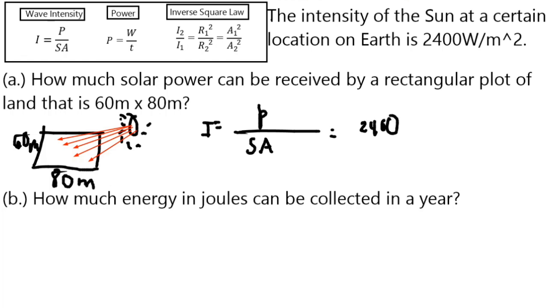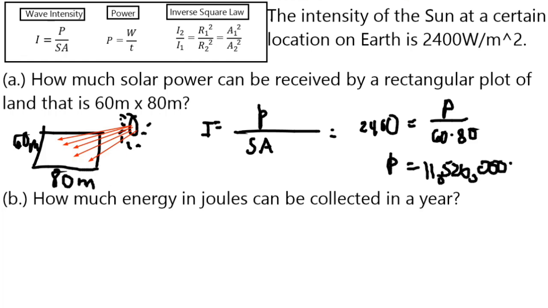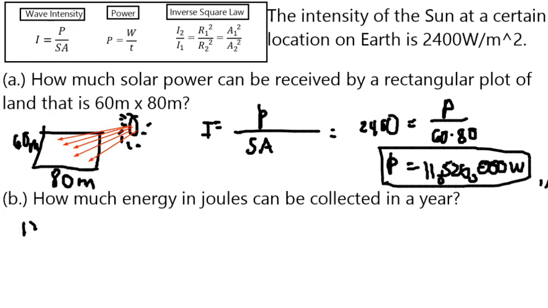So intensity is going to be 2400 watts per square meter, and the power is just there. The surface area here is going to be 60 multiplied by 80. So this is going to be around 11,526,000 watts. So this is the power that is being received by the rectangular plot. It is a lot because it is the sun.